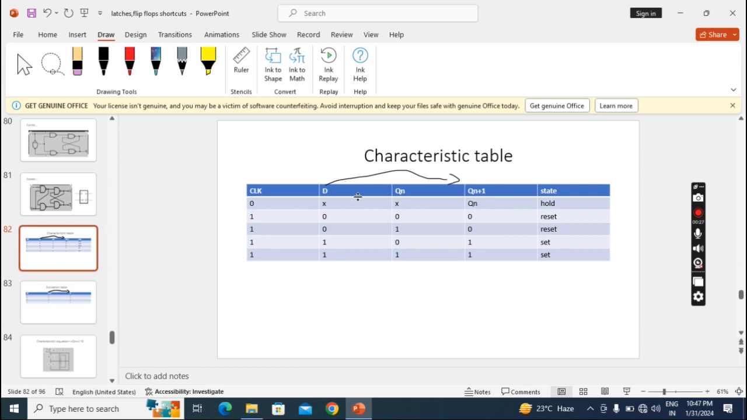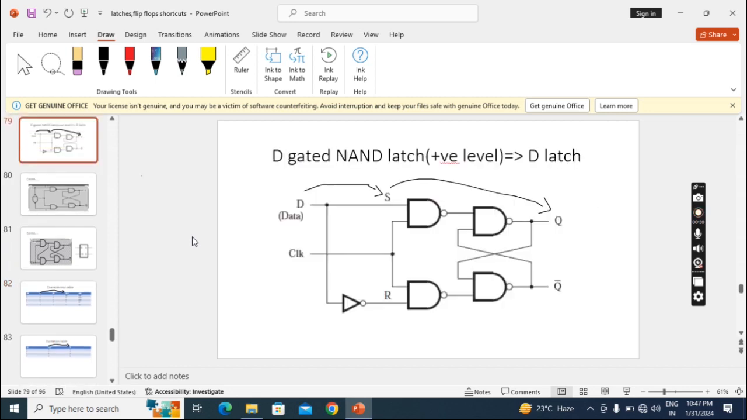Now in the characteristic table you can observe one thing. You can write Qn plus 1 also blindly, it will become D, for these 4 conditions. And one more thing we have to observe in the logic diagram. Whatever D is, that will become S. Straight to the S we have to write Q, if we are using this latch part as NAND.